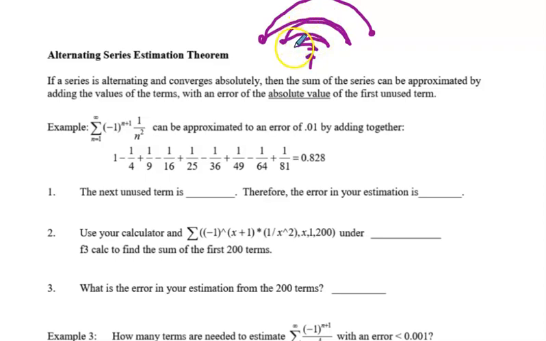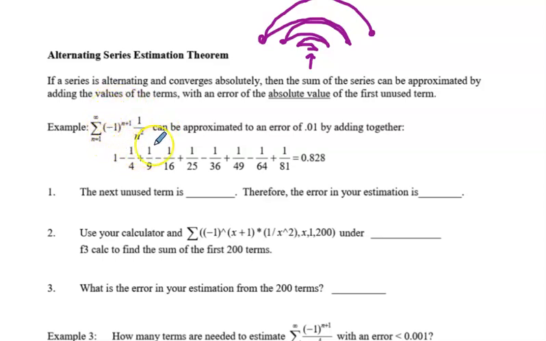So what we actually are going to talk about today is how we can estimate the sum of a series using the alternating series estimation theorem, which means that we add a certain number of terms in the series, and then the error value will be the absolute value of the first unused term. So let's talk about what that means.